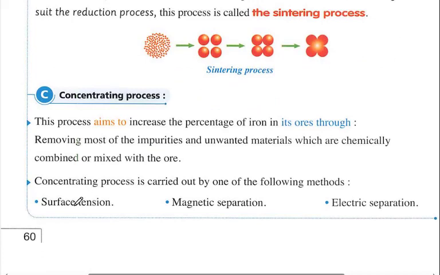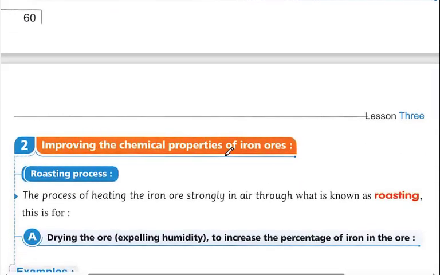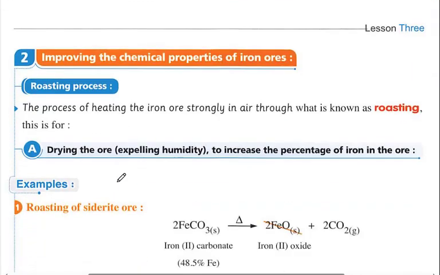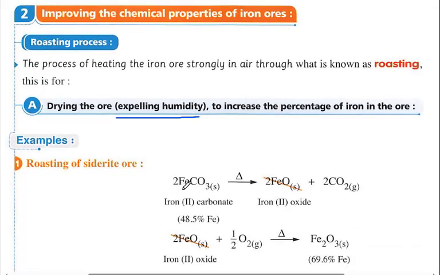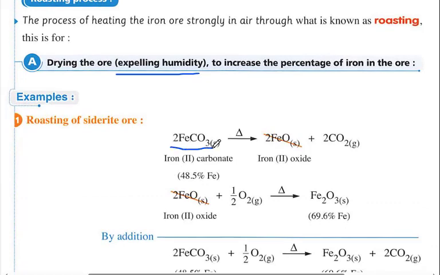Concentrating process through surface tension, magnetic separation, and electric separation. So afterward, we have to improve the chemical properties by roasting process. This roasting process is to dry and expel humidity from the ore and to increase its iron percentage. Like this, ferrous carbonate, which is siderite, its percentage is 48.5% of iron.